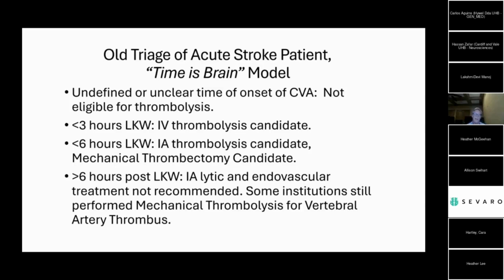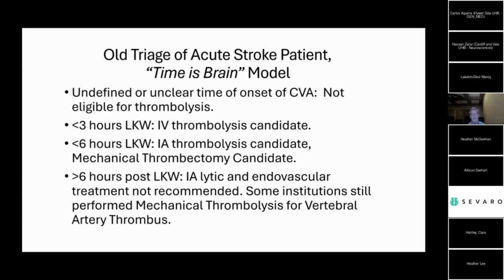So if somebody had an unknown time of stroke onset, such as a wake-up stroke, which is nearly 30% of the population, they were not eligible for thrombolysis. Less than 3 hours, thanks to the NINDS trial, if they don't have a hemorrhage, you can give them IV alteplase. Less than 6 hours, last known well, thanks to the PROACT 2 trial in 1999, you can give them intraarterial thrombolysis, which includes either medication or mechanical thrombectomy.